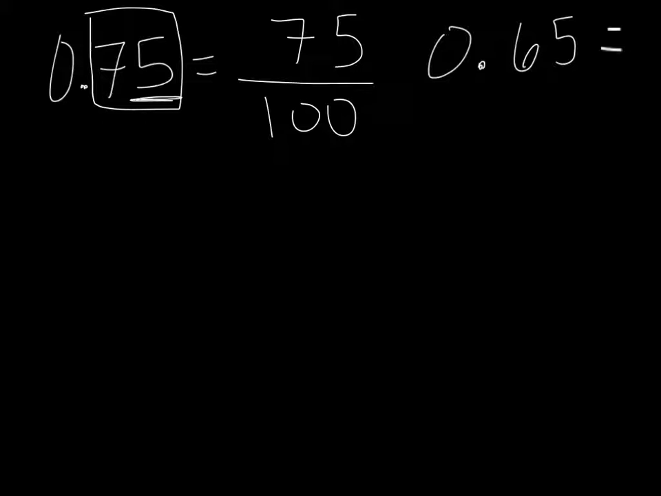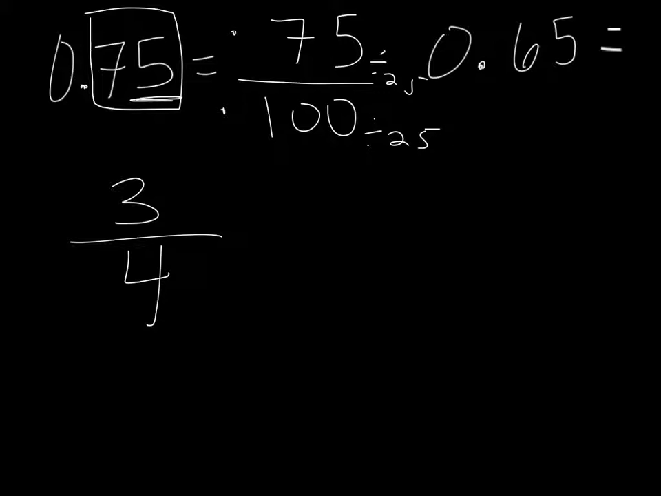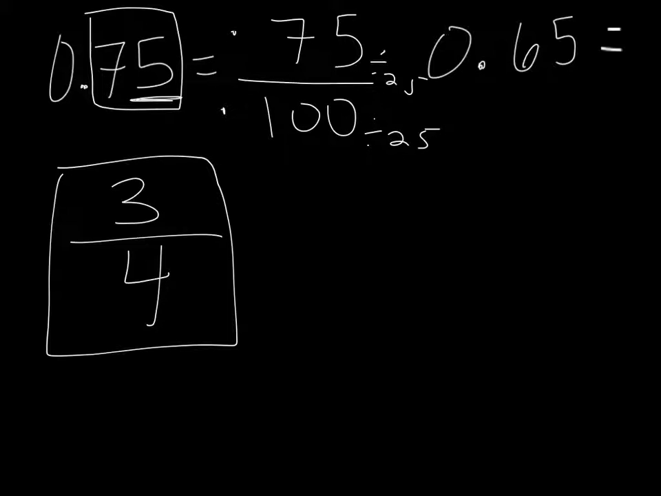Now we can't stop there because this fraction is not in simplified form. So I'm going to take a look at both of my numbers, 75 and 100. What can I divide both 75 and 100 by? Well, I'm thinking of money, and I can make both those values out of quarters. So I'm going to divide each of these by 25. 25 goes into 75 3 times, and 25 goes into 100 4 times. So the decimal 75 hundredths simplifies to the fraction 3/4.